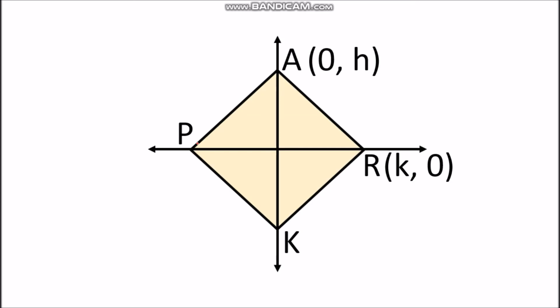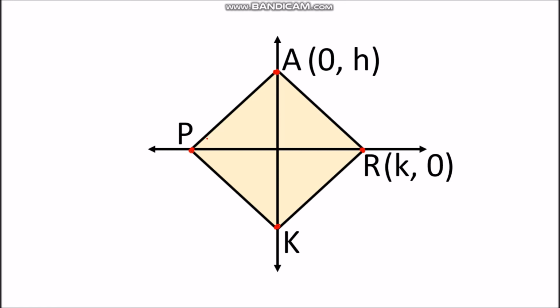Next, we have this figure PARK, which is actually a rhombus. We just have here point A and point R. For point A, the coordinates are (0, h), and for R, the coordinates are (k, 0). So there are times that we have to consider the properties of the given figure so that we can find the coordinates of its vertices.